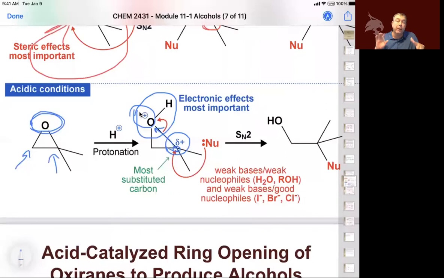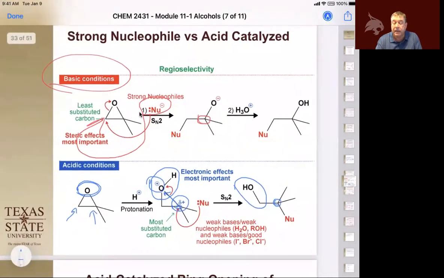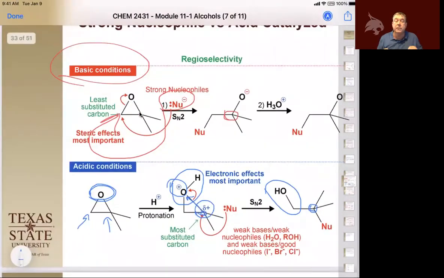Because we've already formed that partially positive charge, weak nucleophiles can come in and open that ring, giving us the opposite outcome where we have the alcohol on the lower substituted side and our nucleophile on the higher substituted side, okay? So we can control the regioselectivity. We can select which side we want the alcohol to end on. We can choose which side we want the nucleophile to end on, okay?